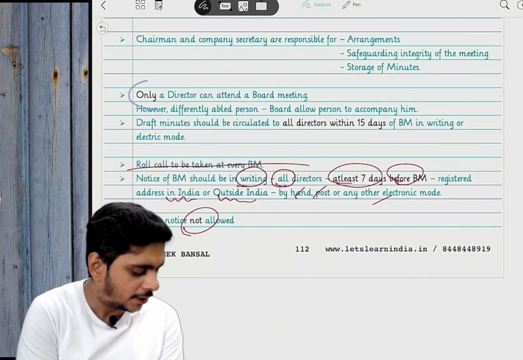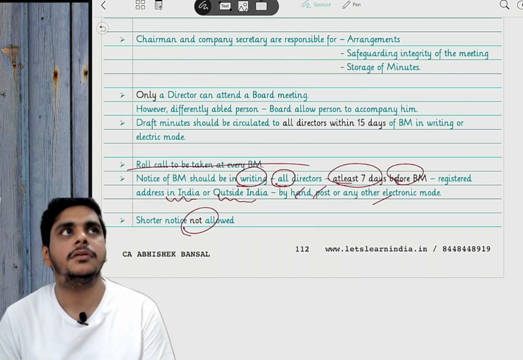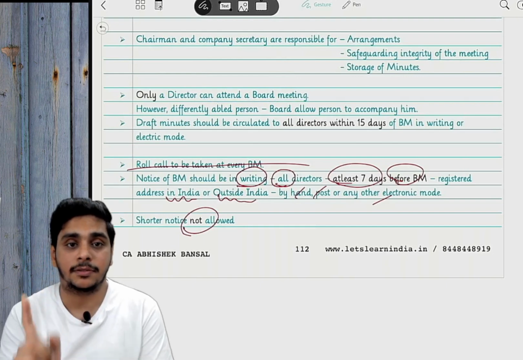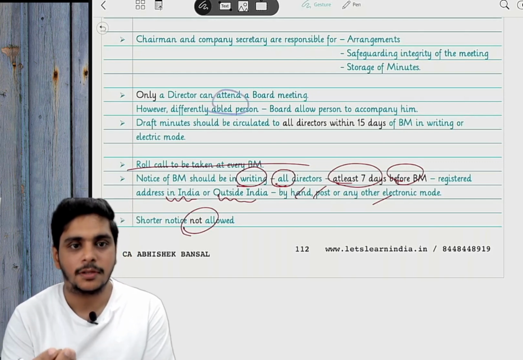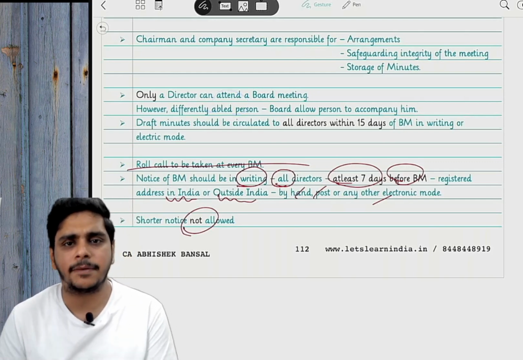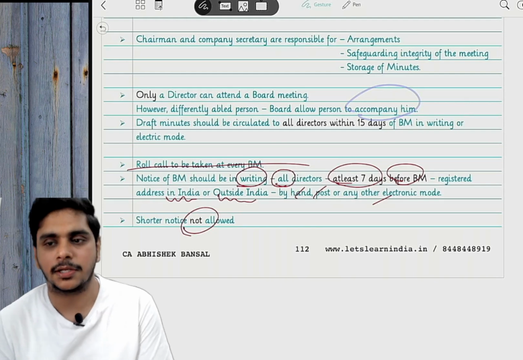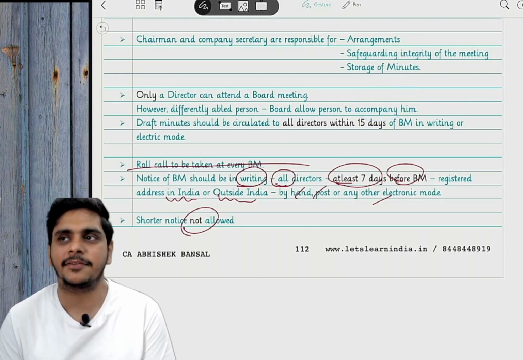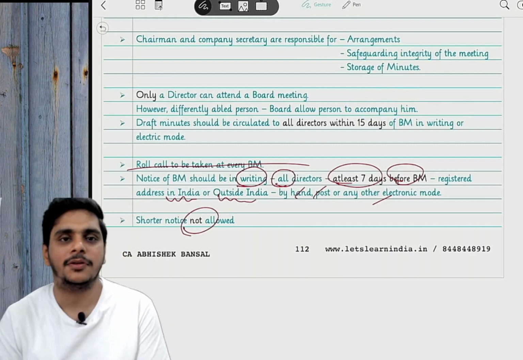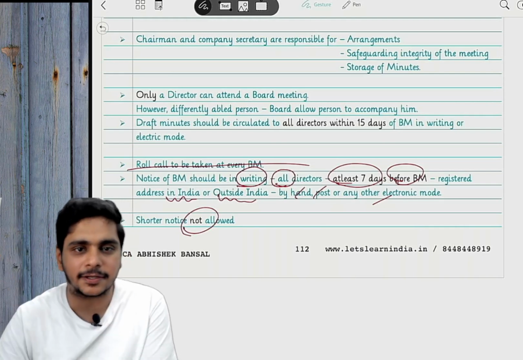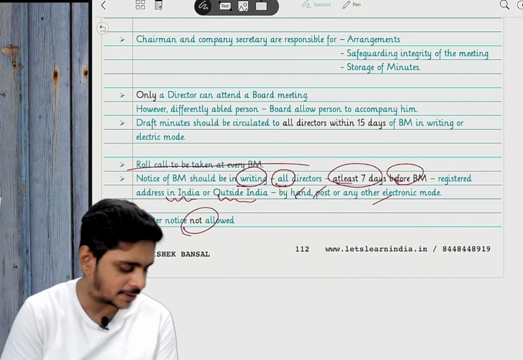Then, only a director can attend a board meeting. Proxy cannot attend. But if there is a differently abled person, like somebody who can't talk or can't see, the board may allow a person to accompany him. For example, my kid says, Papa, let's go to a board meeting, I want to take my Santa to the board meeting. Sir, not allowed. Only a director can attend a board meeting. However, if you are a differently abled person, then the board may allow any person to accompany him.